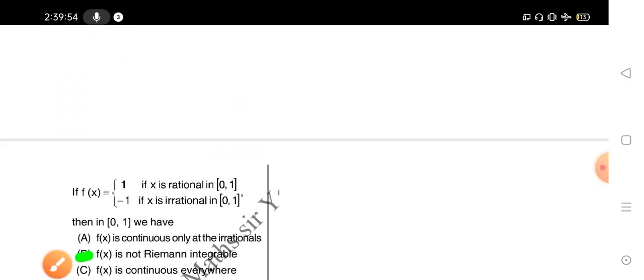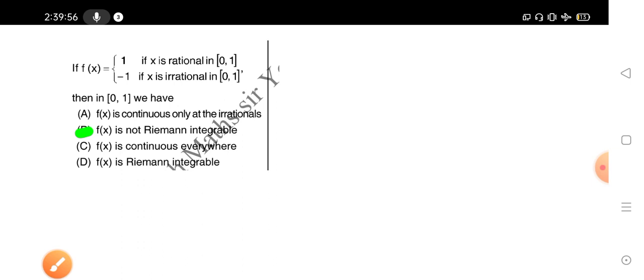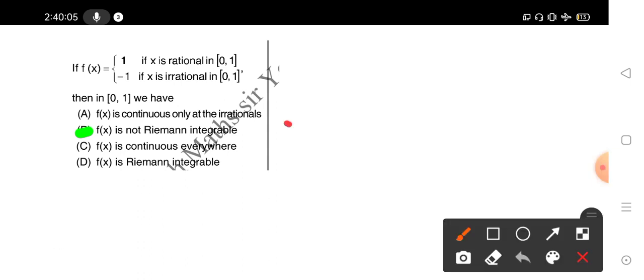Next question. If f of x is equal to 1 if x is rational and minus 1 if x is irrational, then in 0 1 we have f of x is not Riemann integrable. Option B is correct.